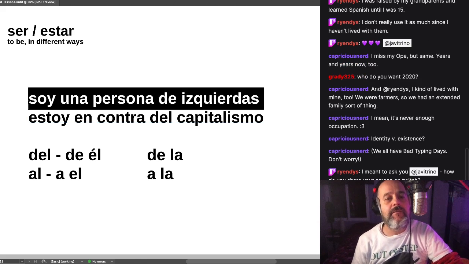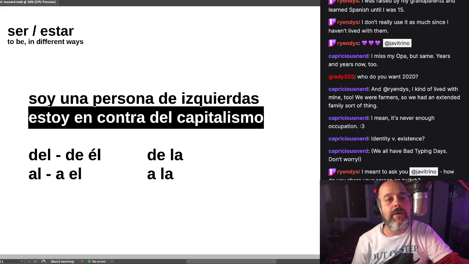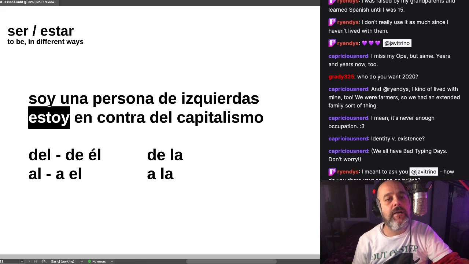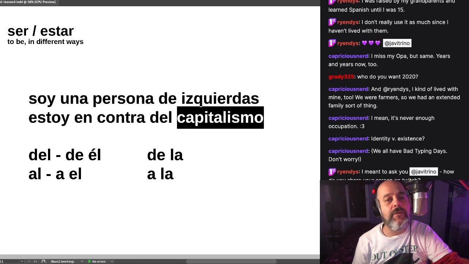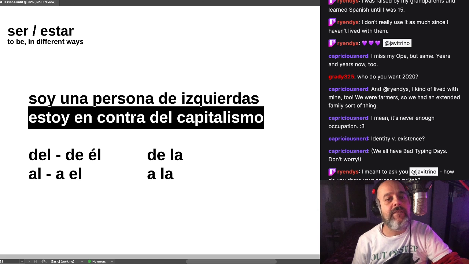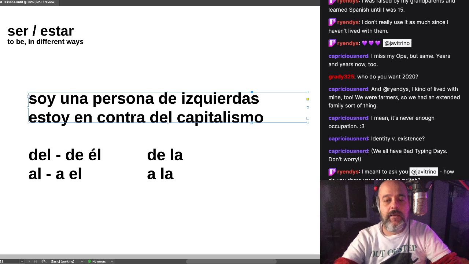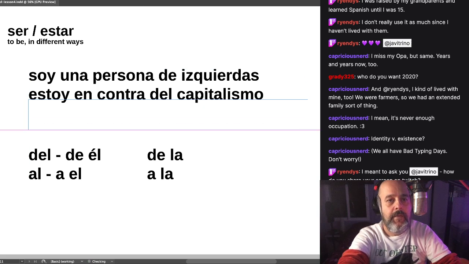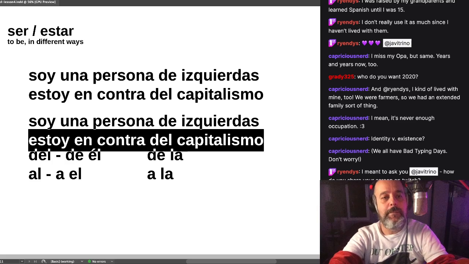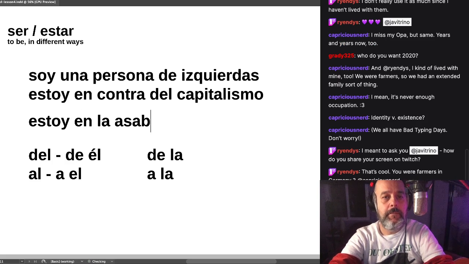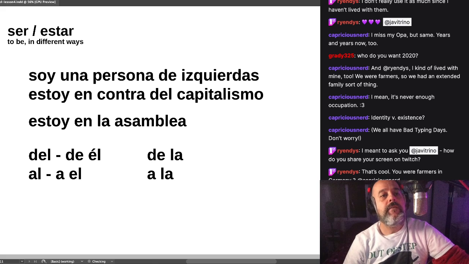I am a left-leaning person. Soy una persona de izquierdas. Estoy en contra del capitalismo. I am against capitalism. So that's a circumstance. You are against capitalism. Capitalism is a circumstance that you stand against. It's something you are doing. You can say, okay, I am at the assembly. Estoy en la asamblea.